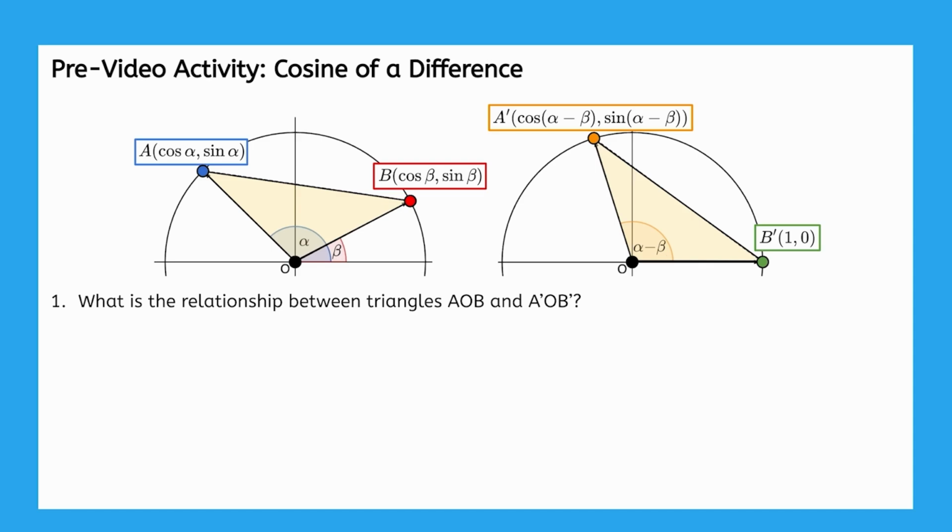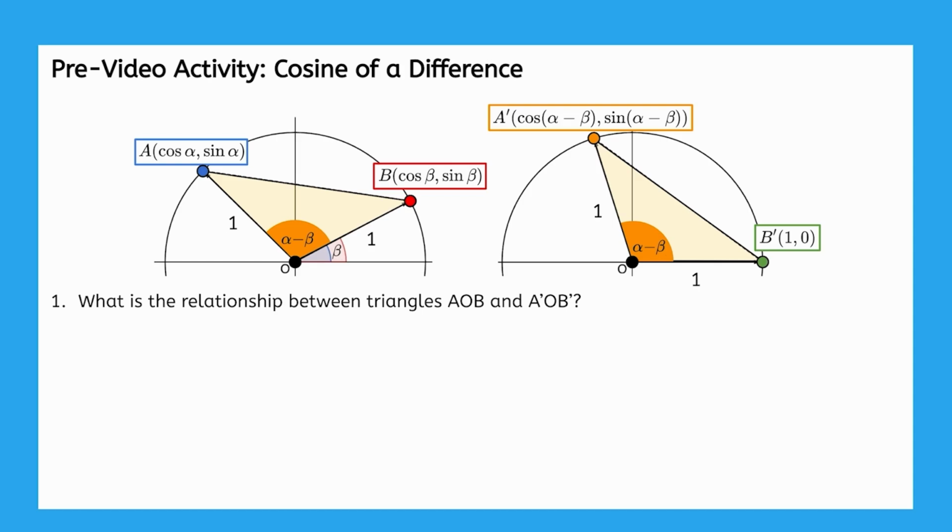Well, I notice both of these triangles have 2 sides that are radii of the circle, which we know is a unit circle. So these pairs of sides are all 1 unit long. Furthermore, look at the angle in between these radii. In the second diagram, we see the measure of angle A'OB' is alpha minus beta. But what about angle AOB in the first diagram? Isn't it just the difference between the large angle alpha and the small angle beta? Yes, this angle also measures alpha minus beta.